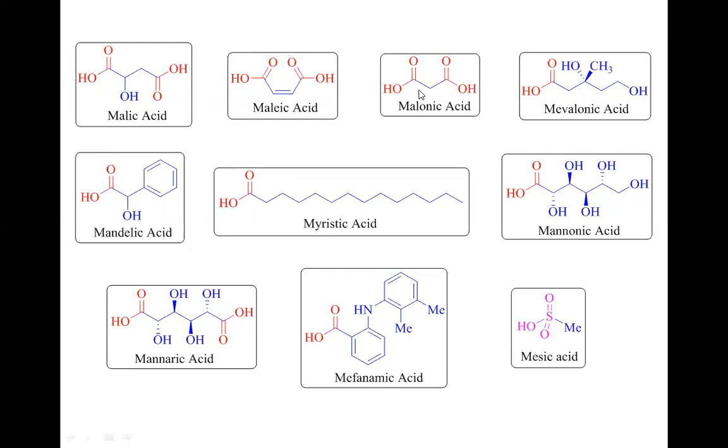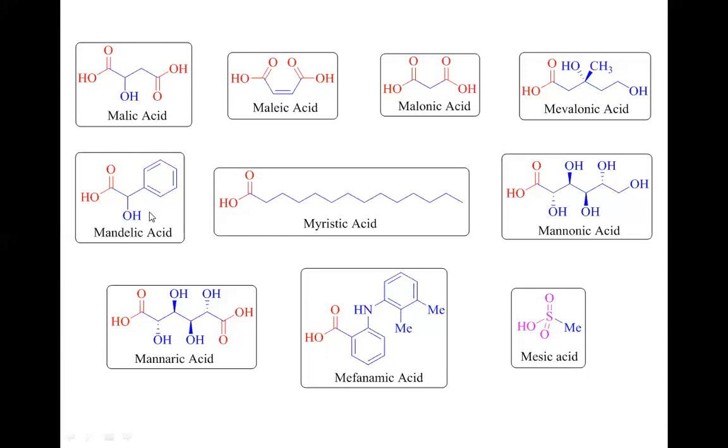And for the malonic acid, if we remove this OH and this CH, or other way around, you could say if we simply connect this CH2 directly to this carboxylic, we will have the malonic acid, which is the 3-carbon compound. And you could see malic, maleic and malonic, all three are dicarboxylic acid. But for the mevalonic acid, it is a monocarboxylic acid, and it is obviously different than these three.